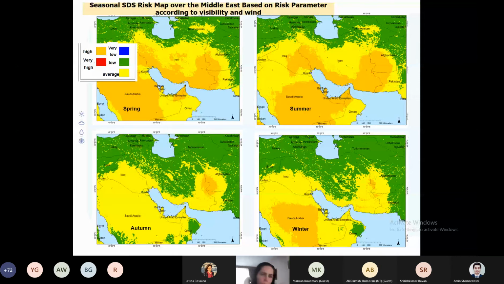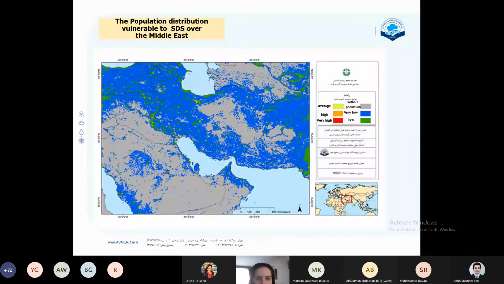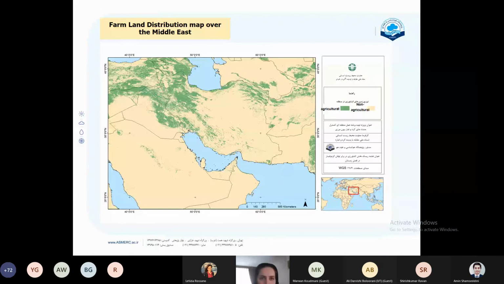In the next step, we used global data such as the population distribution vulnerable to SDS over the Middle East. As you may see, these red dots refer to the megacities over the region. Then we got the farmland distribution map over the Middle East. The green is agricultural and the pink is non-agricultural land over the region, as well as the residence distribution map over the Middle East, the main road distribution map, as well as the airport distribution map over the Middle East.